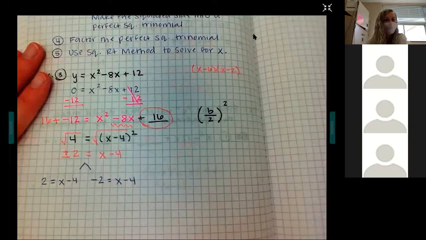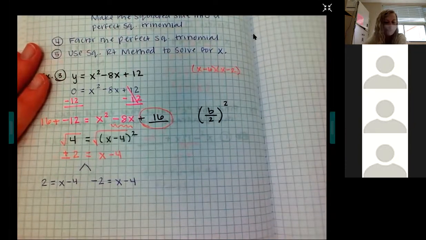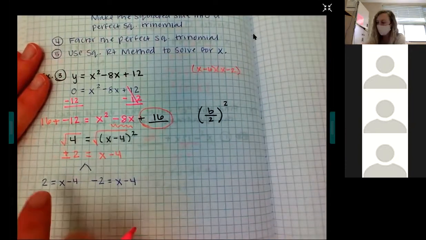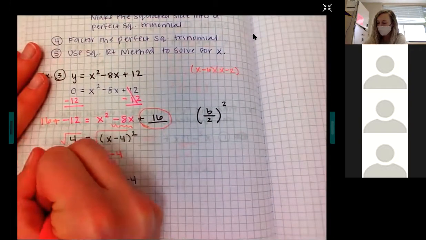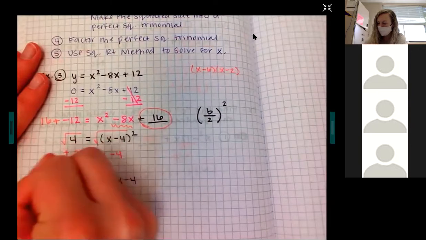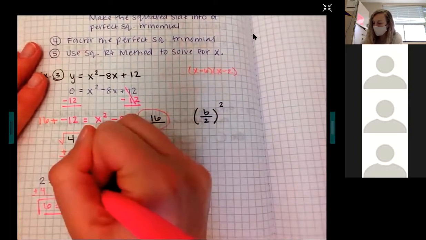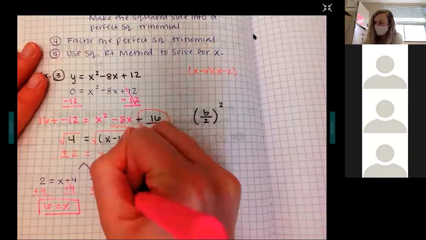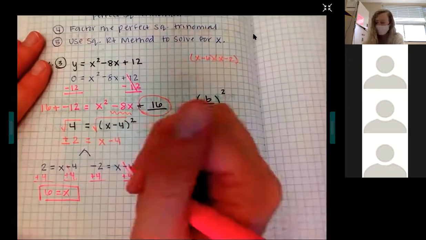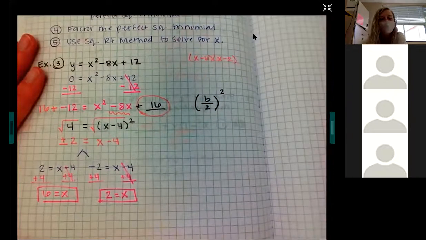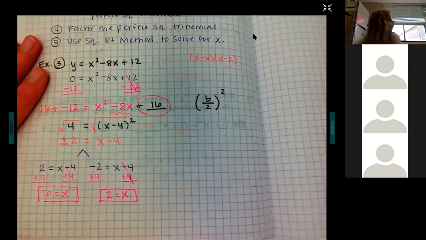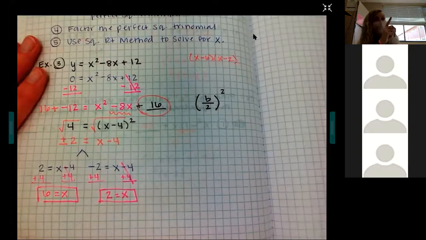So once I solve these both for x, what would you get? You'd have to add 4 here. 2 plus 4 is 6. And you'd have to add 4 over here. And negative 2 plus 4 is 2, which is what I told you should have gotten, because this one we could have factored. But do you see how if you complete the square, make it a perfect square trinomial, and then use your square root, you'll get the same thing?